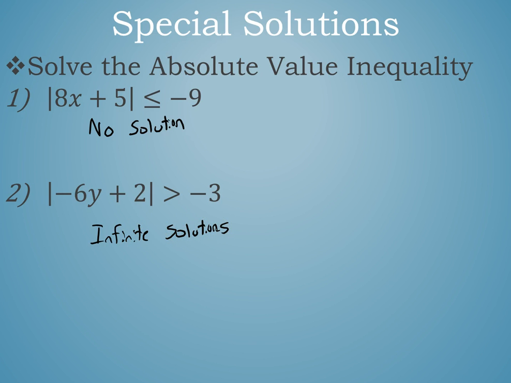So with absolute value inequalities, unlike the equations, you have two possible answers when negatives are involved. Either no solution, because we're less than a negative number, or infinite solutions, because we're greater than a negative number. You have to keep that in mind. Don't assume it's no solution just because you see a negative number.